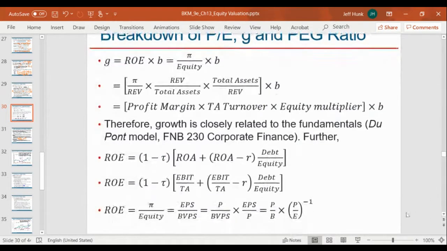Now, this is another way of looking at it. It's just a breakdown of that, and I'm trying to link it to a DuPont chart, the DuPont model. If you took Finance 230, corporate finance with me, you should remember what DuPont analysis is. It's just a breakdown of all these ratios. I'm trying to link it with the DuPont chart here. That's all. But it's not that.